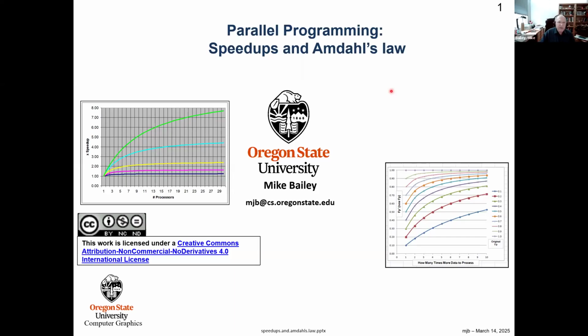All right, today we're going to discuss something called Amdahl's Law, and it has to do with you trying to speed up your program by throwing more cores at it. And this is really important. This is a fundamental law of parallel programming, and it really shows up in a big way in multi-core programming.